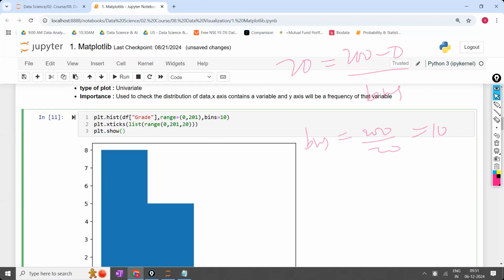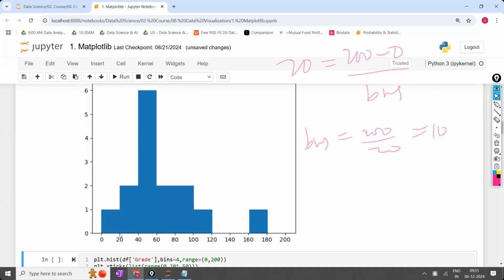So then I'm going to get the same thing here: 0 to 20, 20 to 40, 40 to 60, 60 to 80, 80 to 100. Exactly the same numbers. And between 120 to 140, no person is there. Count is 0, so it is a gap. 140 to 160, no one is there, gap. 160 to 180, again one person is available.